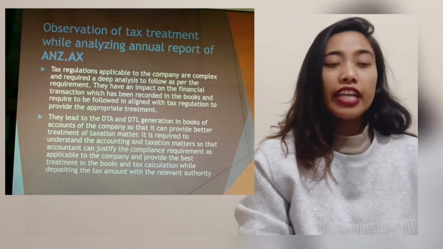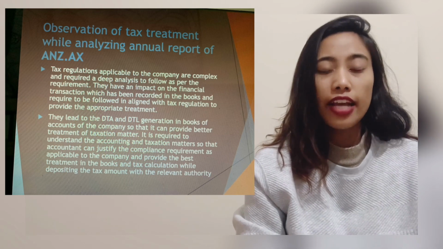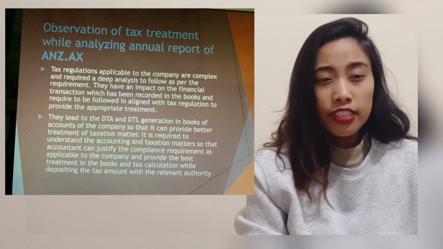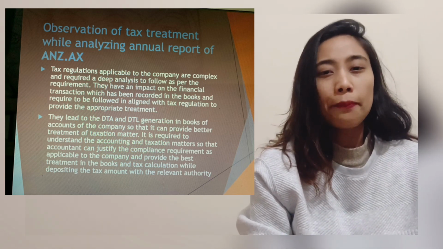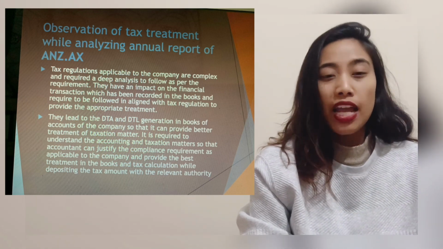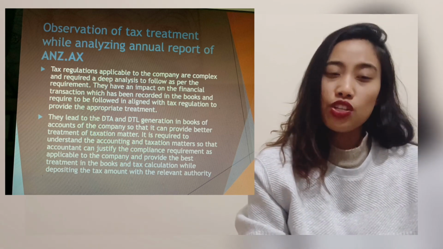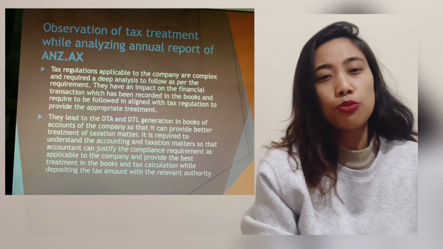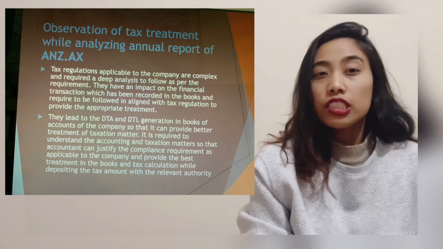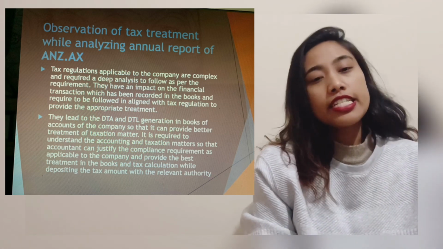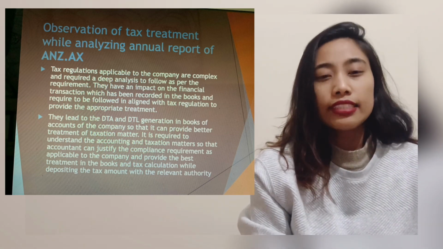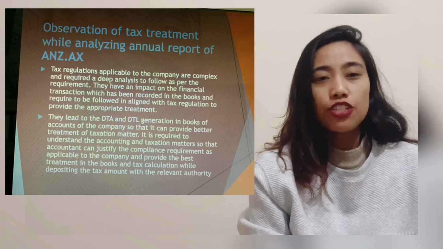While observing the tax treatment of ANZ company, by analyzing the annual report, we found out that tax regulations applicable to the company are complex and require a deep analysis to follow as per the requirement. They have an impact on the financial transactions which have been recorded in the books and are required to be followed in alignment with tax regulation to provide the appropriate treatment. Thus, they lead to the DTA and DTL generation in the books of accounts of the ANZ company so that it can provide the better treatment of the taxation matter.